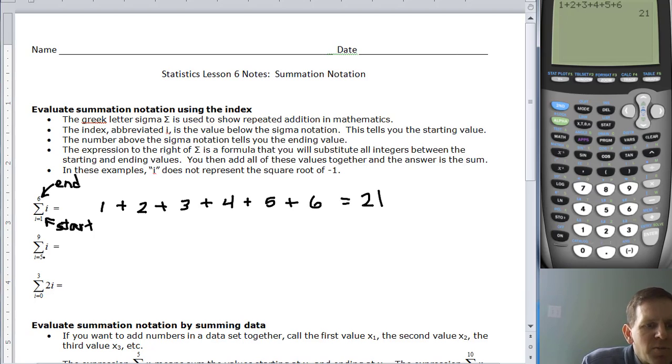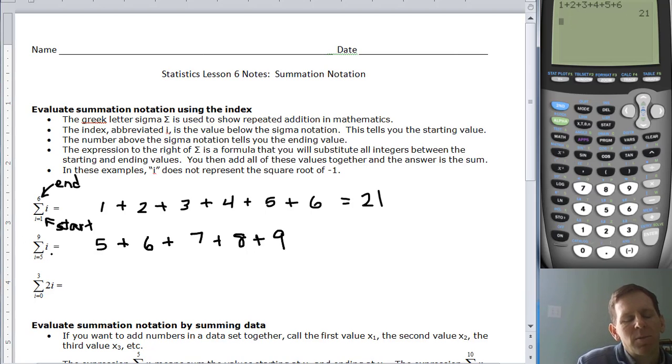The second example is very similar, except we're going to start by plugging in 5. The number at the bottom is what we start with. I'm going to plug in 5 for I, and I get 5. Then I go up by 1s until I get up to the number 9, and I stop. So I do 5, 6, 7, 8, 9, stop at 9, and then we add these numbers together. So this is a simpler way of saying add 5, 6, 7, 8, 9.